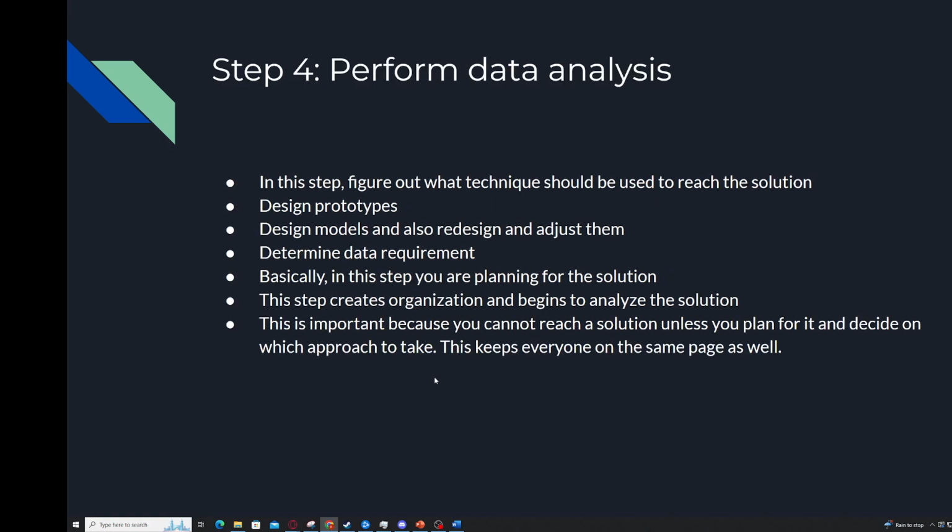Alright, step 4: perform data analysis. In this step, figure out what techniques should be used to reach the solution. This step is where you design prototypes, design models, and also redesign to adjust them. This step is also where you determine the data requirements. Basically, in this step, you're just planning for the solution. This step also creates organization and begins to analyze the solution. This is important because you cannot reach a solution unless you plan for it and decide on which approach to take. This keeps everyone on the same page as well.